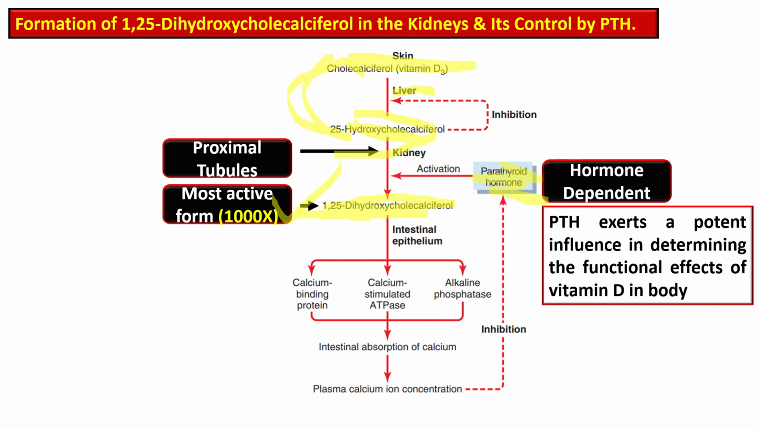So in conditions like hyperparathyroidism or chronic kidney disease, the activation of vitamin D is impaired, affecting calcium absorption, bone health, and balance of the minerals.